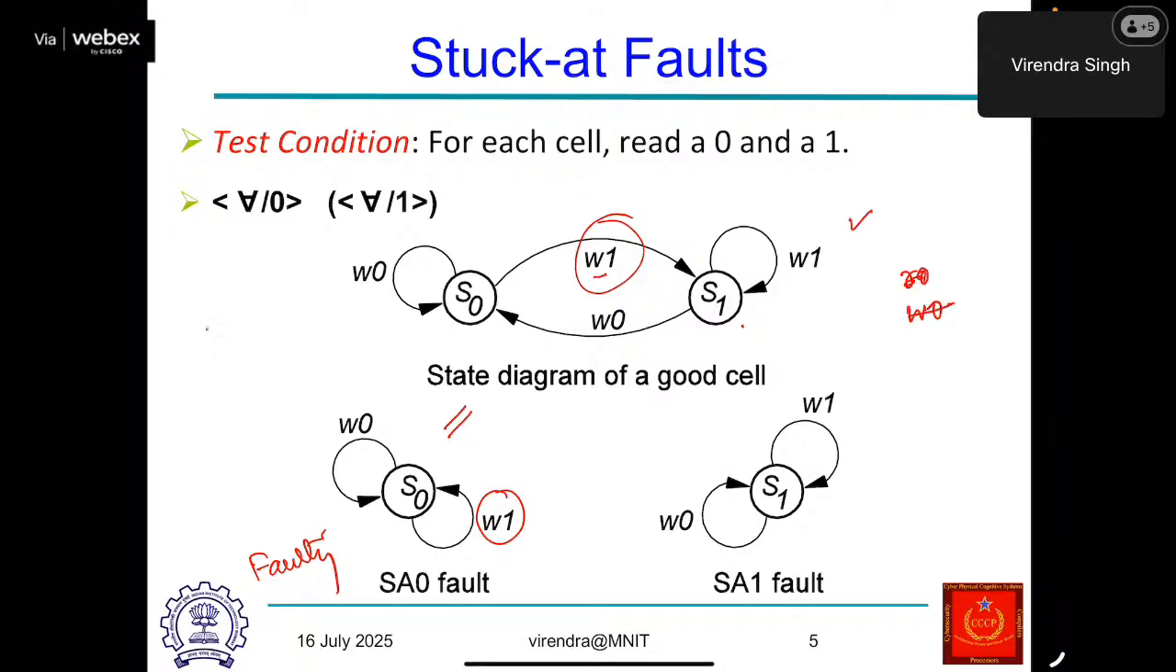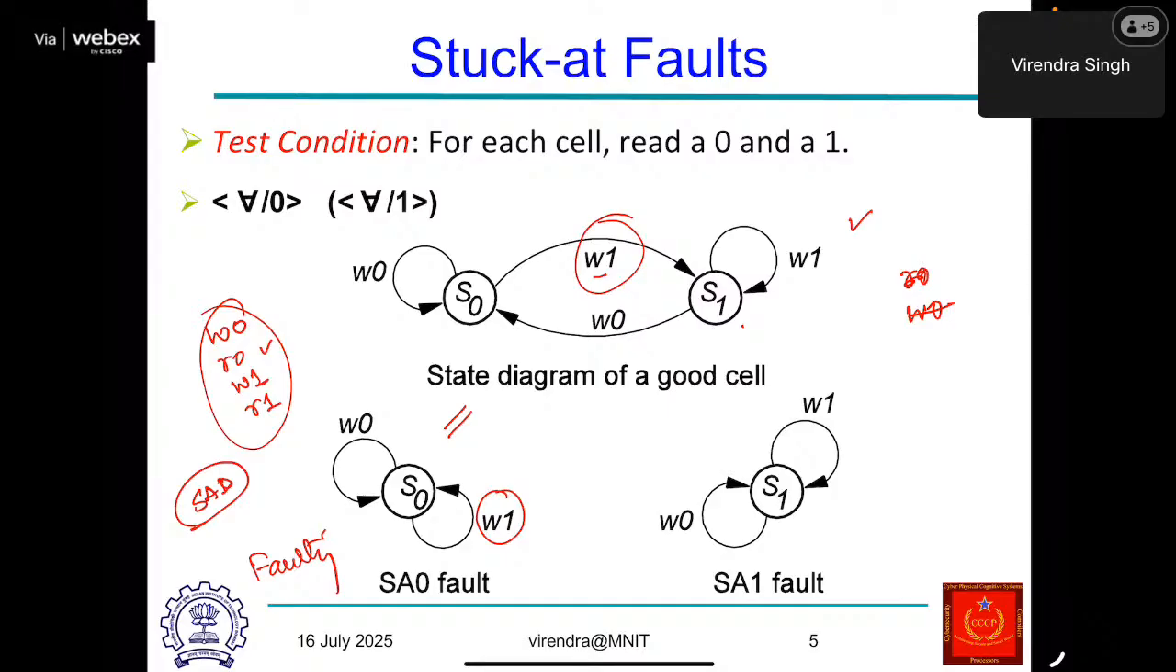Sorry, maybe I should write here: write 0 on this cell. Then I have to ascertain whether the 0 we have written is still being kept or not. And then I will write 1, and then check whether this 1 would be there or not. Now this sequence can help you in identifying whether the cell is stuck at 0 or not.